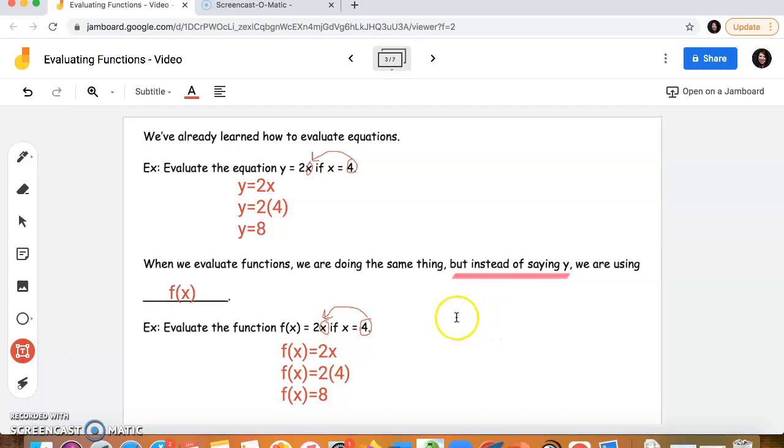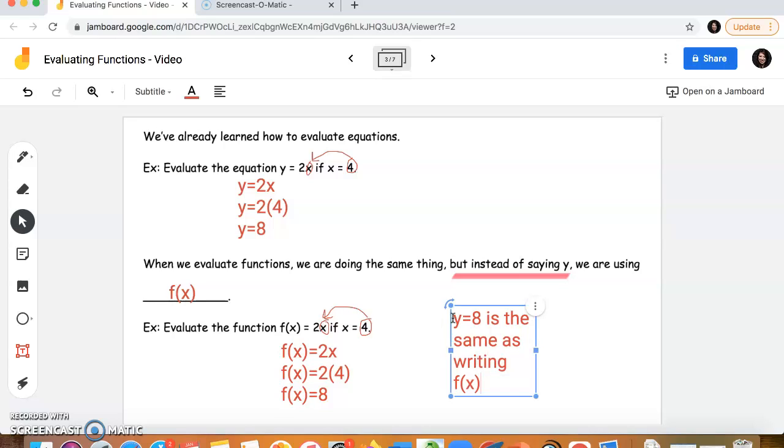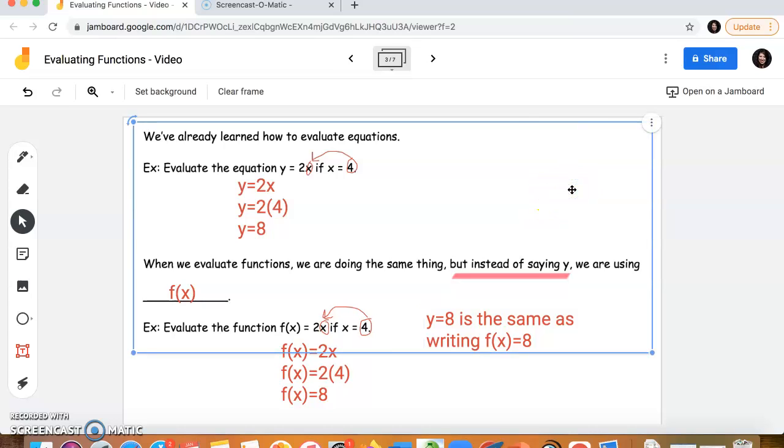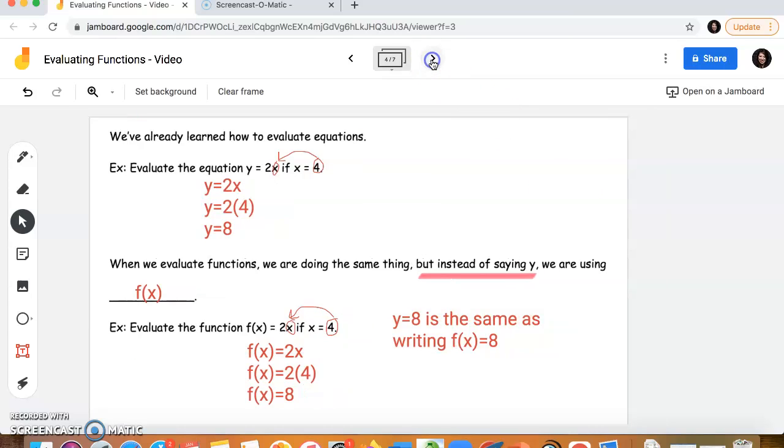Okay? And I want to point out, y equals 8 is the same as writing f of x equals 8. They are giving you the same information. Okay? That's the same thing. Y equals 8 is the same thing as writing f of x equals 8. Again, I'm going to move on to the next slide, so if you need more time on this slide, go ahead and pause the video.